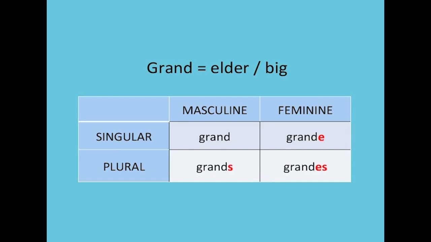To summarize, G-R-A-N-D is the masculine singular form of the qualifying adjective, while G-R-A-N-D-S is the masculine plural form of this adjective. Similarly, G-R-A-N-D-E is the feminine singular form of the adjective, while G-R-A-N-D-E-S is the feminine plural form of the adjective.